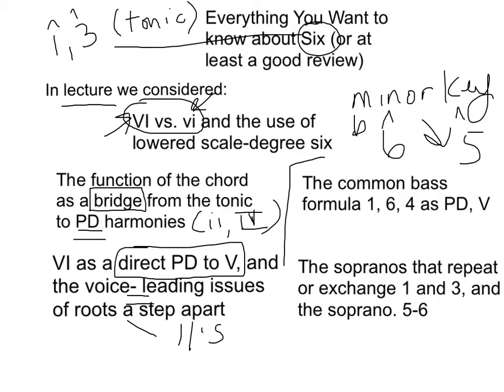We also talked about looking for opportunities to use scale degree 6. And here are some formulas that are worth remembering. One of them is that if your bass line goes 1, 6, 4, and then up to scale degree 5, it's very common to have the use of the sixth chord in there. And what we did in class is we remembered the tune My Country 'Tis of Thee, and here is the bass line for that. 1, 6, 4, 5, and the tune goes.